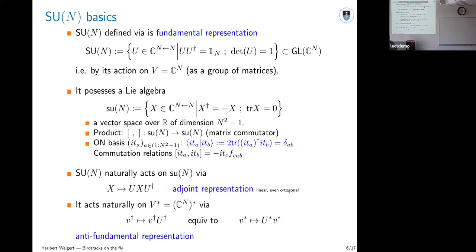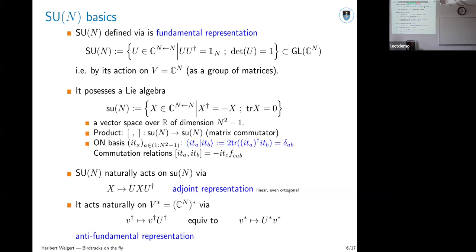I need two more ingredients, and then I'm done with my mega short introduction to SU(N). That one is the adjoint representation. That is a way that allows SU(N) to act on its own Lie algebra elements, and they simply act by conjugation. And it's very easy to show that this turns Lie algebra elements into Lie algebra elements, that the transformation is linear. It's actually orthogonal. Well, given your basis of generators, you can even show that this is an orthogonal transformation. Right?